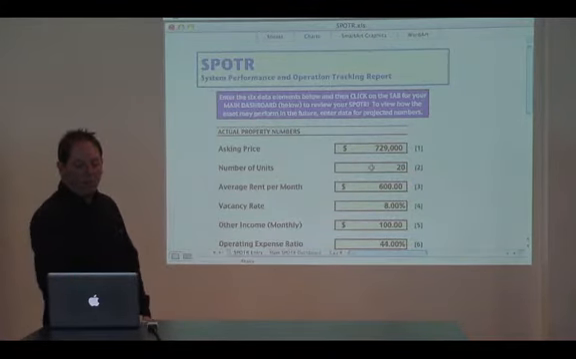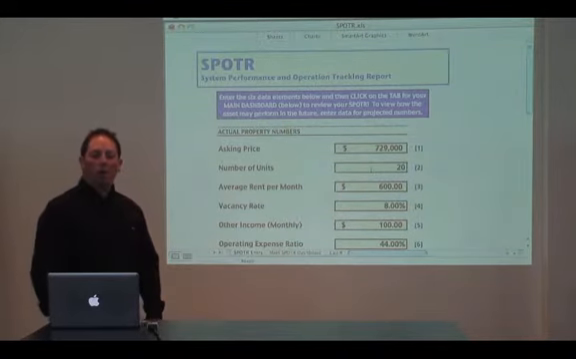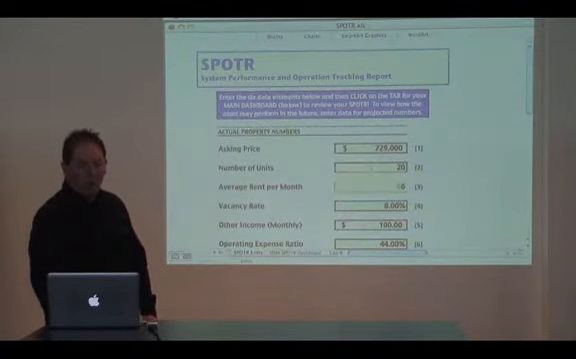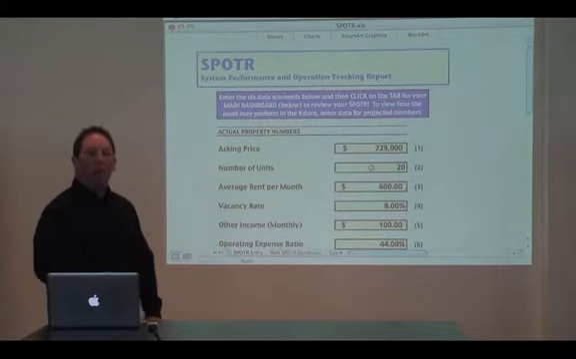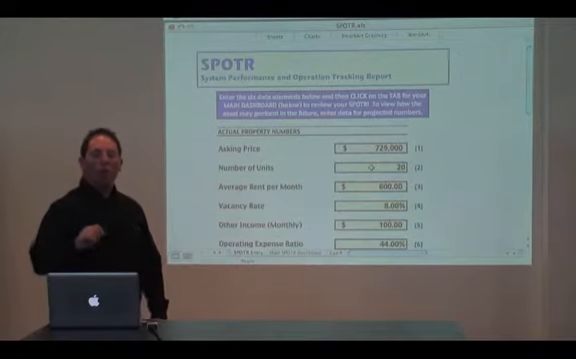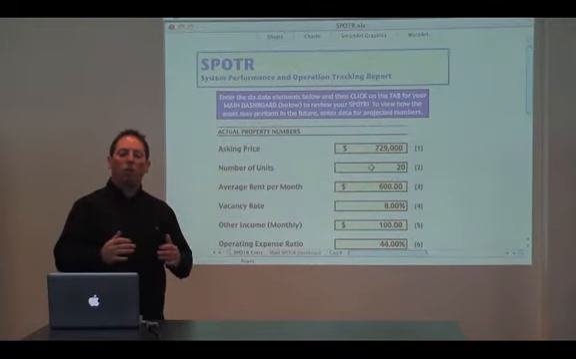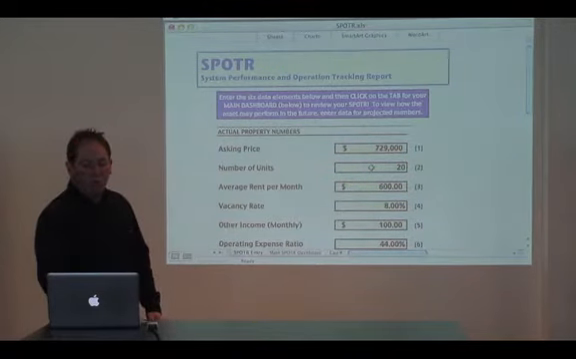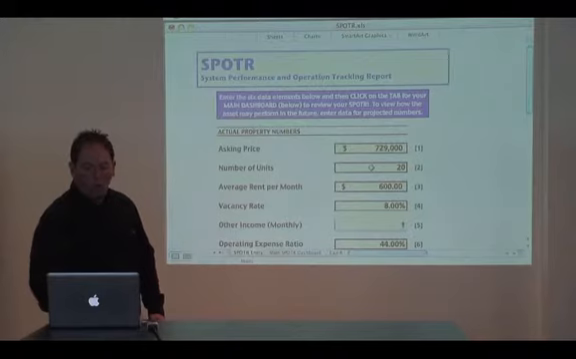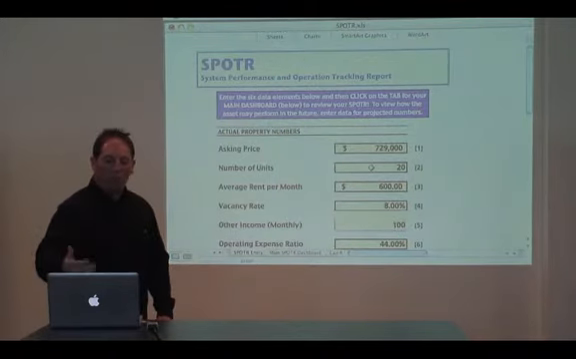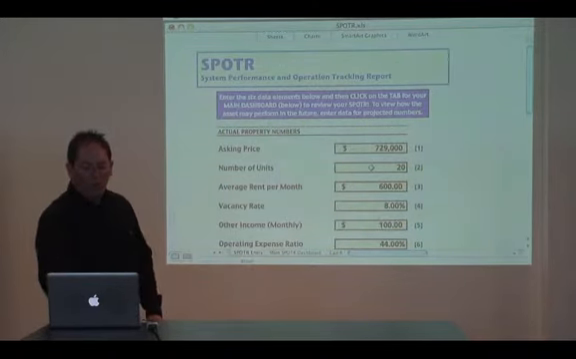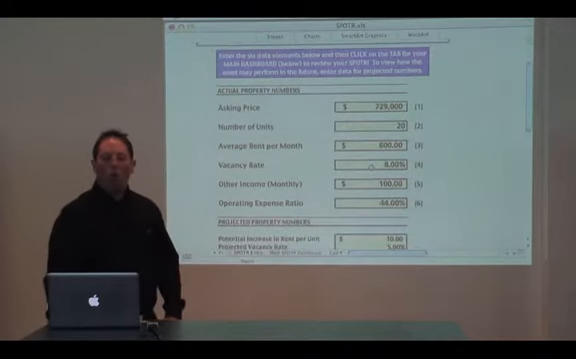In this case, let's say that there are 20 units and that the average rent per month is $600. This is all I have to do. I check my vacancy rate. Right now I'm using 8%. My other income is monthly. All right, say, well, Kevin, I thought everything was annual. It is, just a little bit easier for us to break it down monthly, just so that it's easier for the user. And so we put 100 in there. If you have the annual, just divide by 12. And then we put in our operating expense ratio. And that's all that we do.